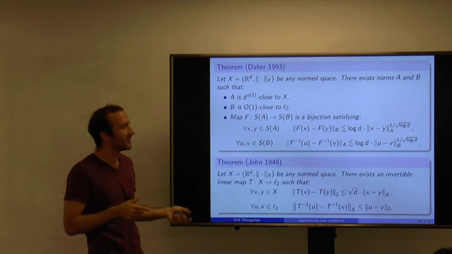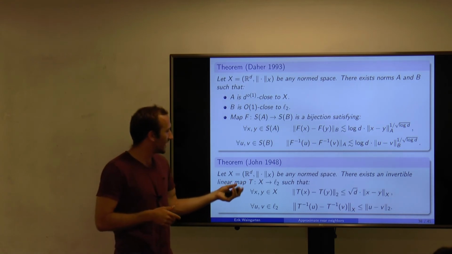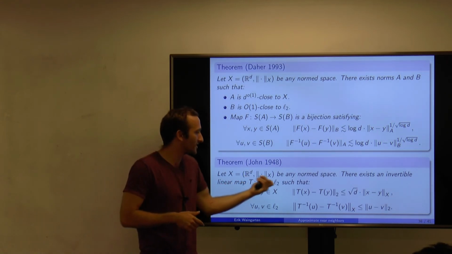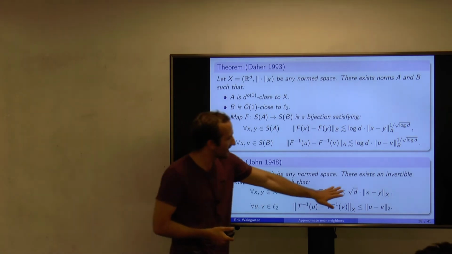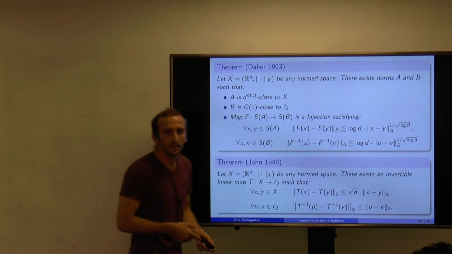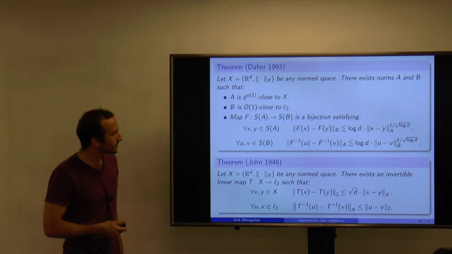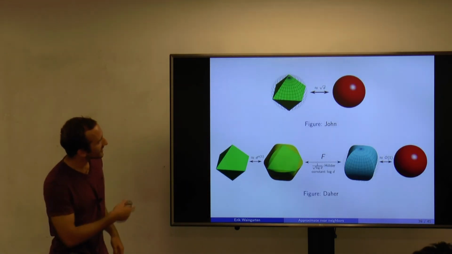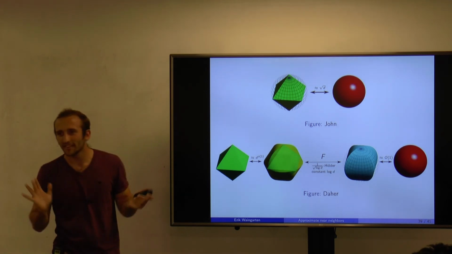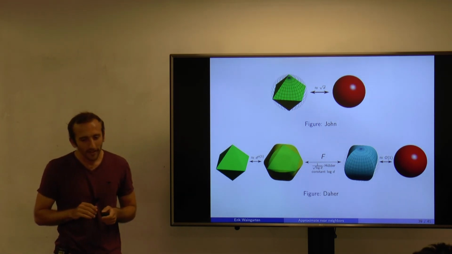And this you should compare to John's theorem, which just says that I can go straight from my original space into L2, and I get a map which is Lipschitz, but the Lipschitz constant is square root d. Okay, so in some sense that's the comparison. So these are the two pictures again. That's in some sense what to have in mind.